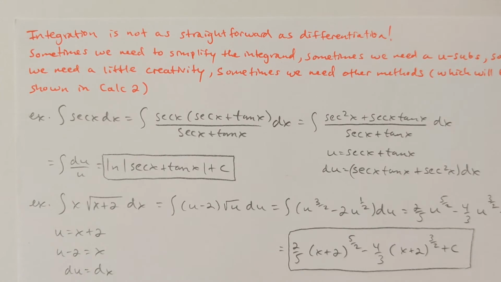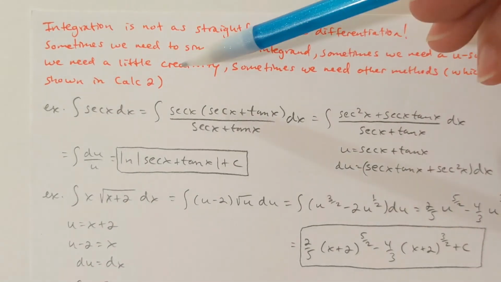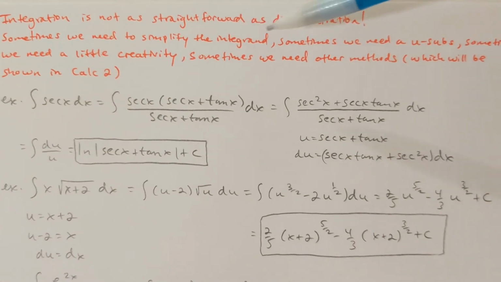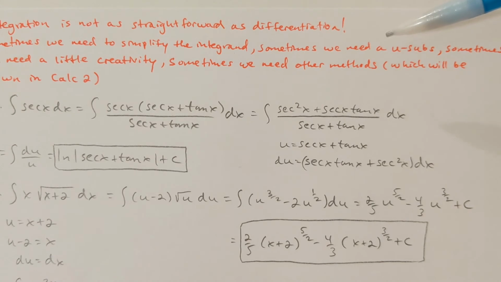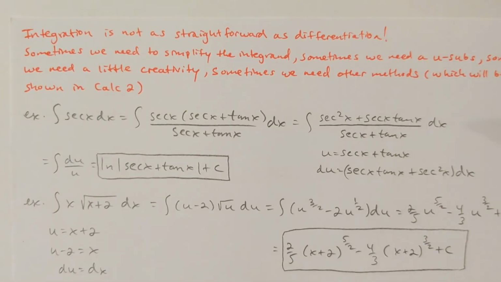Now, antiderivatives are different. It's not as clear cut. Sometimes we need to simplify the integrand. Sometimes we need to use the u substitution. Sometimes we need a little creativity. And sometimes we need to use methods that you haven't even seen yet, and you'll see in Calc 2. It just depends on the function that you're integrating.